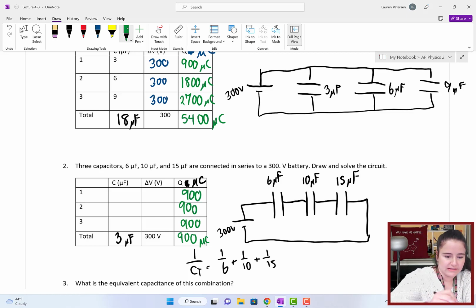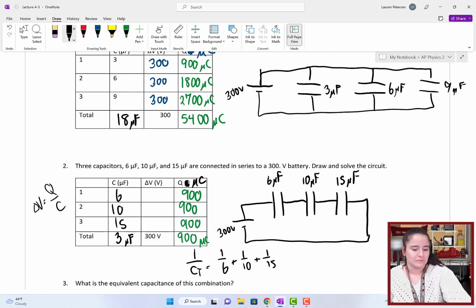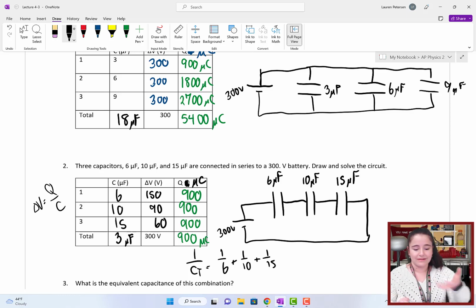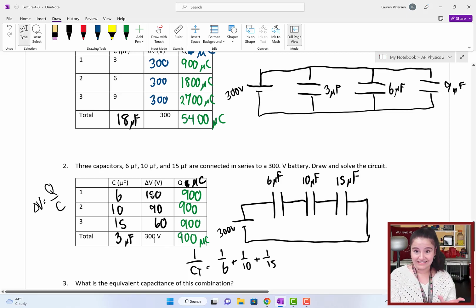Since we know their capacitances, 6, 10, 15, we can just find the voltage from delta V equals Q over C. So we got 900 microcoulombs divided by 6 microfarads. The micro and the micro cancel out. So we got 150 volts for this one, and 90 volts for this one, and 60 volts for that one. And of course, we always want to check that indeed they do add up to that 300 volts.